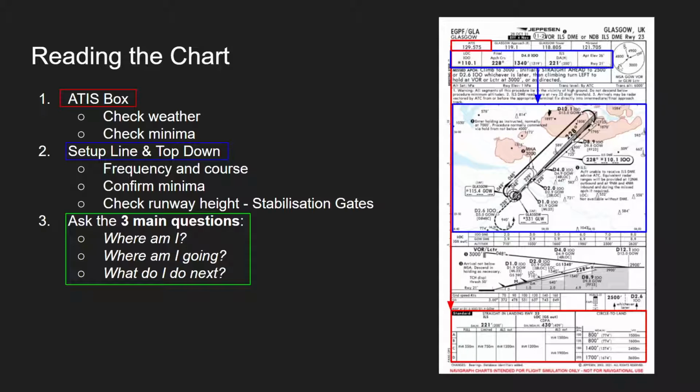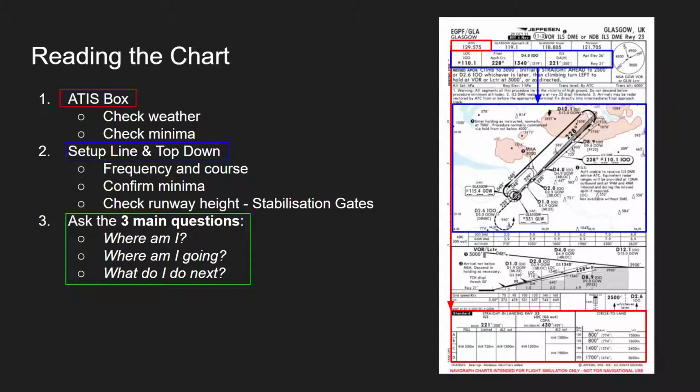And then we've got this. Sorry, question? Cool. So we've got the runway height. The reason we care about this is because of something called stabilization gates. When you're flying airliners, airlines will have what are called stabilization gates. These are altitude heights above the runway at which you must be stabilized.